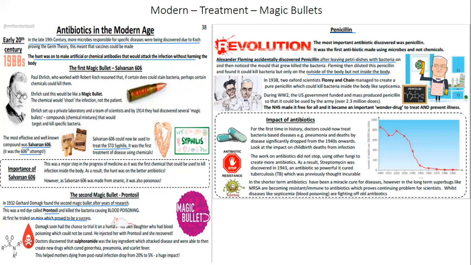superbugs, which have become resistant to antibiotics, which proves a problem for scientists. And also things like septicemia, blood poisoning, are fighting off the older antibiotics. So antibiotics need to be continually updated to make sure they are worthwhile for the patient and don't become redundant and ineffective. So that's what you need to know on Magic Bullet's development of penicillin and also the chemical antibiotics, Salvarsan 606 and Prontosil.